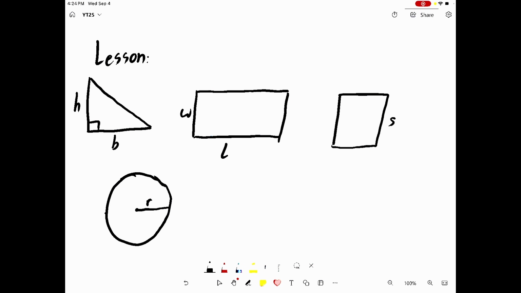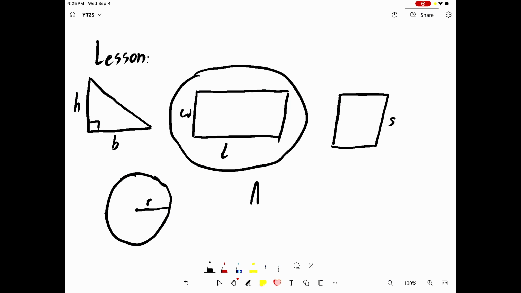The first area I'd like to cover is this middle one, which I'm circling right now. This is the area of a rectangle, and the area of a rectangle, which is represented by capital A, is equal to the length, lowercase l, times the width, lowercase w.